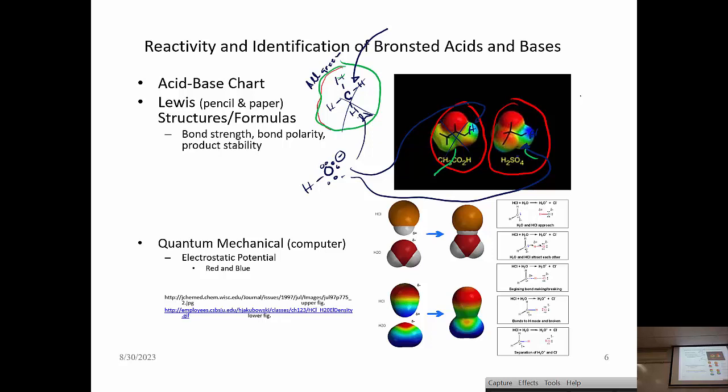Sometimes, though, we need some structural analysis. There are different ways we can do this. The easiest is if we could just look it up on the acid base chart. But places like UCLA, UCSB, they don't like to make it that simple. And so what they want you to do is some structural analysis. The easiest structural analysis is not these quantum mechanical structures generated using molecular orbital theory. The easiest for us is to just draw Lewis structures.